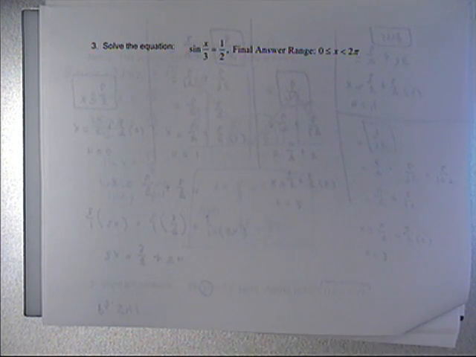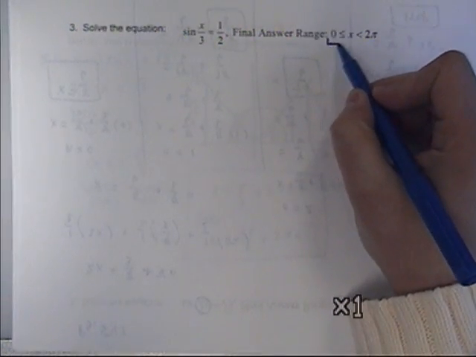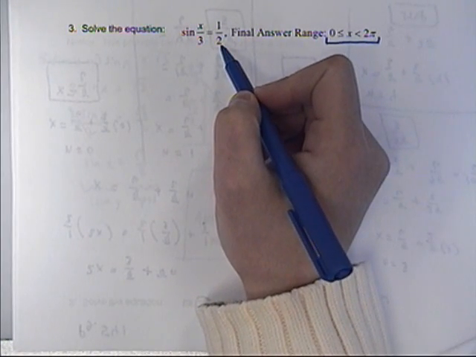Okay, this is example 3. Again, they want our answers in a certain interval. They don't want infinitely many answers like the first example, so we're going to have to test out values of n when we get to the end of this question.